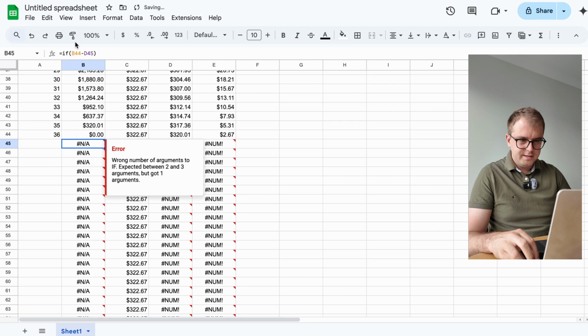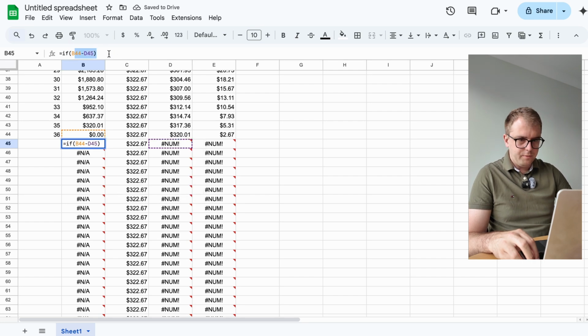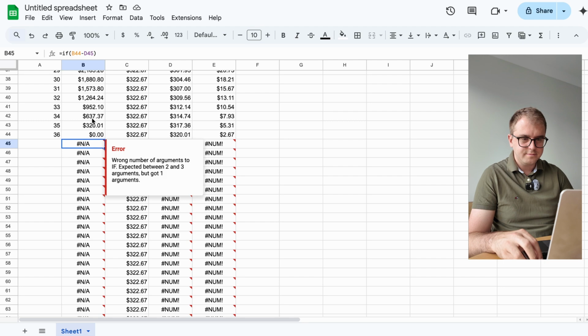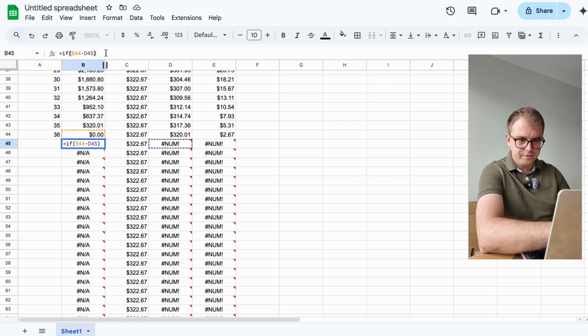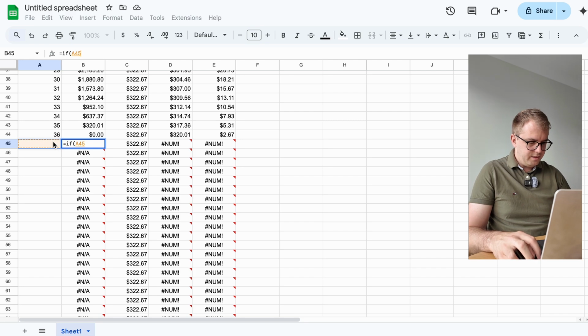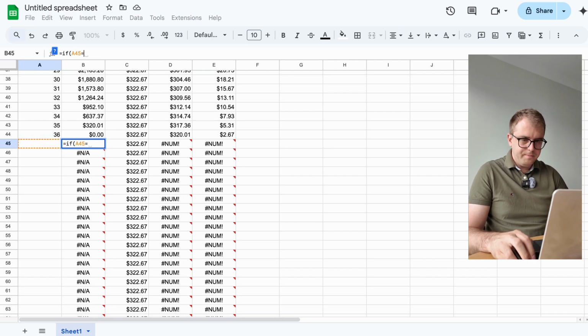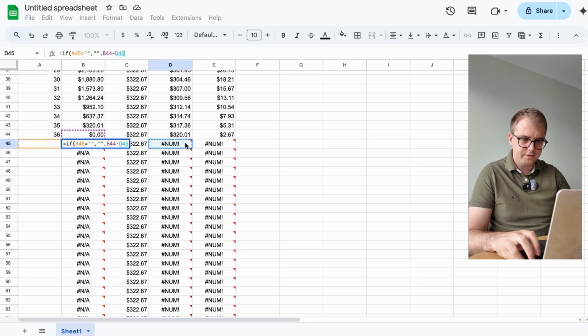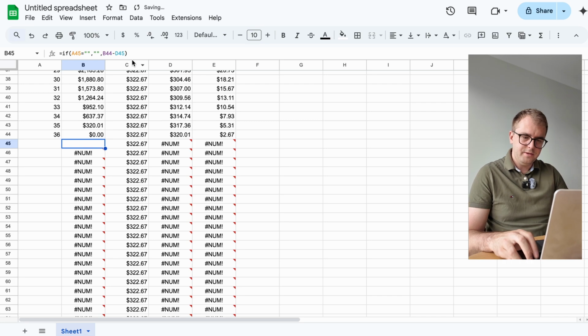Oh, might have to get rid of that one there. Might need to get rid of this as it is. So if this is equal to 0 or nothing, blank, then we put blank. If not, then what we do is we take this and we subtract off the principal amounts. So there we have it.